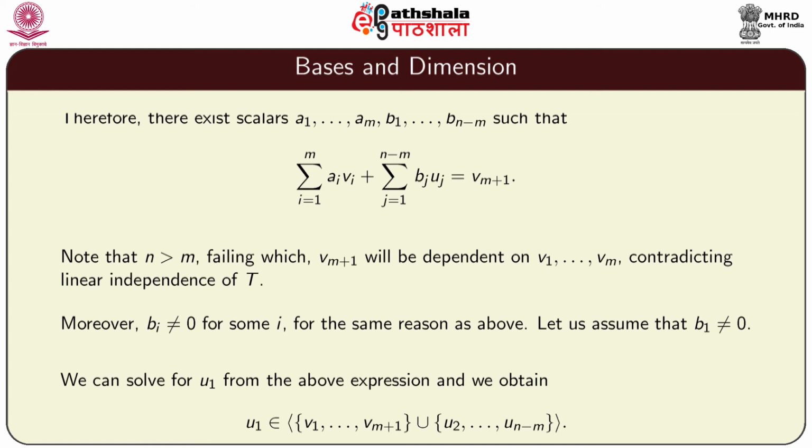Now, look at this list very carefully. How many vectors do we have? There are m plus 1 of them in the first set, that is V1 to Vm plus 1, and there are n minus m minus 1 of them in the second set, that is consisting of U2 to Un minus m.